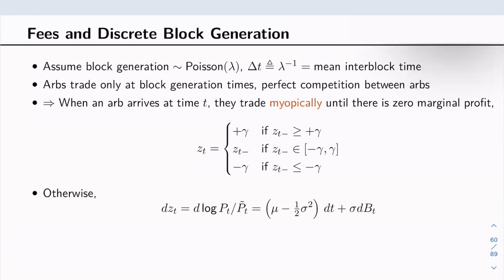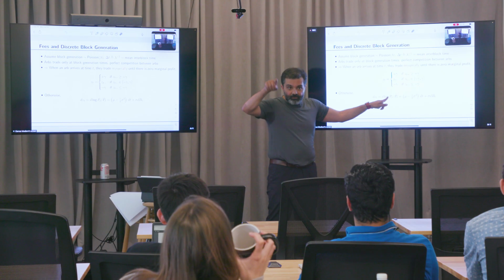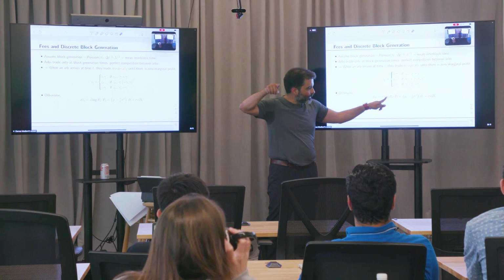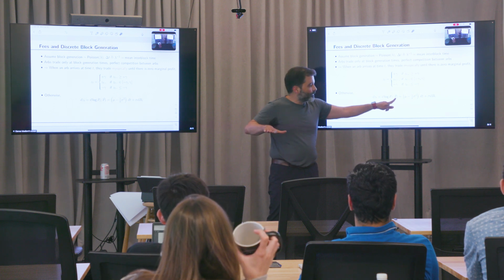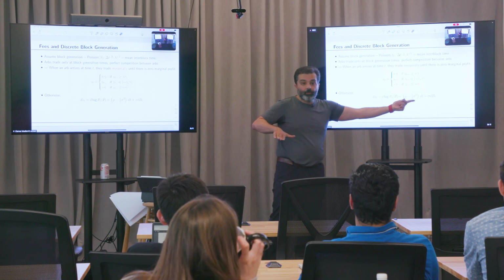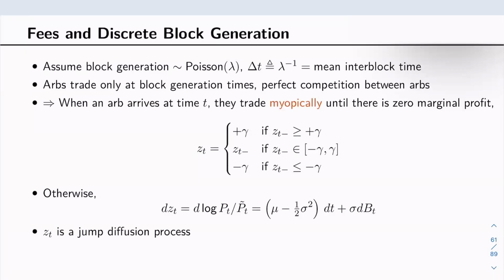And so if an arb arrives at an instant, the mispricing jumps according to this rule. At other instances of time, I define Z_t to be the log price difference, and I can apply Ito's formula, and I can see that it would drift diffusively. Because P_t is a diffusion, it's log normal, it's diffusing around. P tilde t is constant as long as there's nobody arriving to trade at the pool. So the log price is also going to diffuse around. And so this Z_t is a jump diffusion process. These are the jumps, that's the diffusion. I'm going to make an assumption.